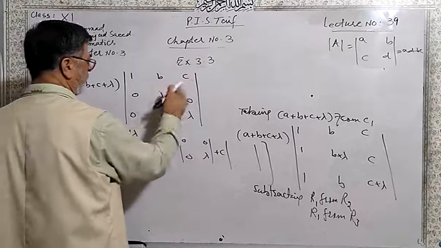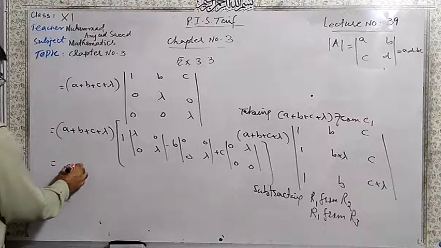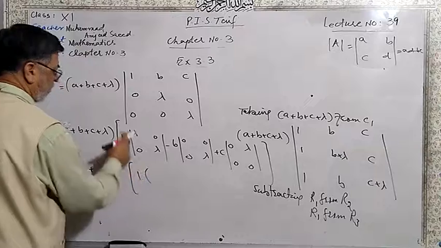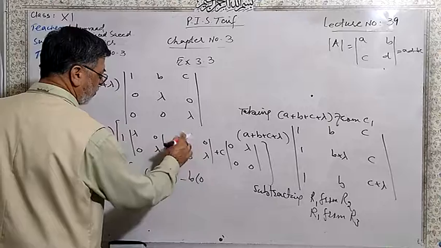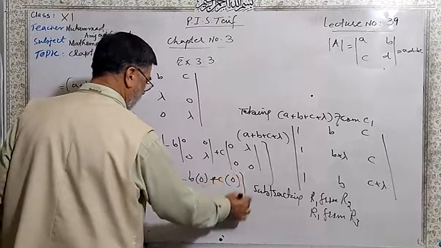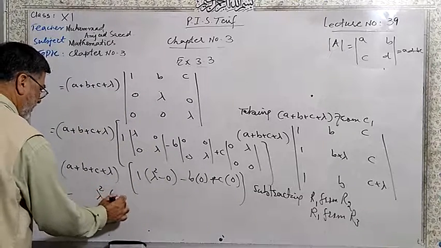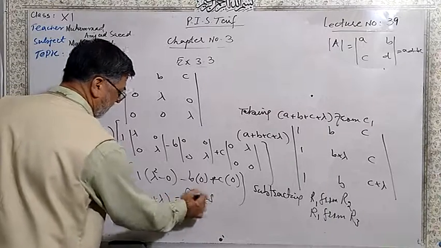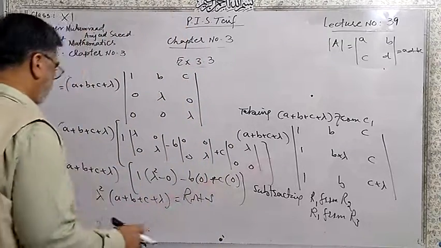Remove column and row of C: 0 lambda 0 0. A plus B plus C plus lambda into 1 into lambda square minus 0, minus B into 0 minus 0, plus C into 0 minus 0. Here is lambda square into A plus B plus C plus lambda. That was your right hand side. Dear students, I hope that you understood this part.